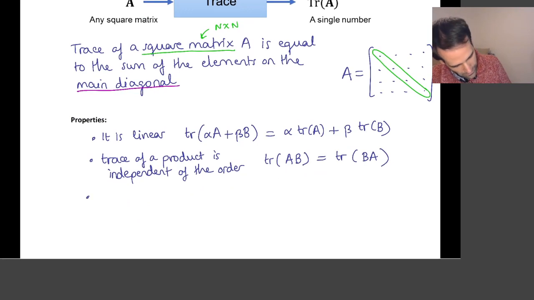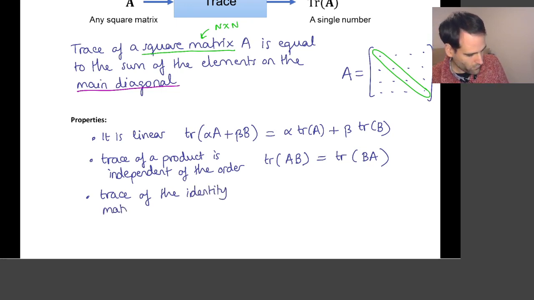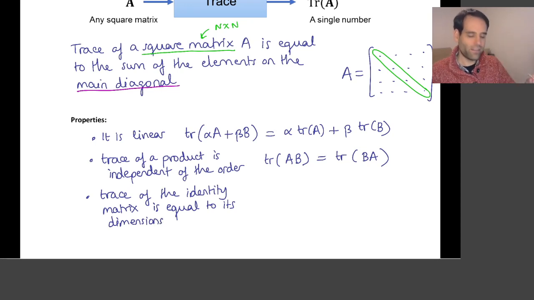And finally, the trace of the identity matrix is equal to its dimension. This is trivial because the identity matrix is a matrix that has ones along the main diagonal. So if we have the identity matrix of an n times n matrix and we calculate the trace of that, that is equal to n.